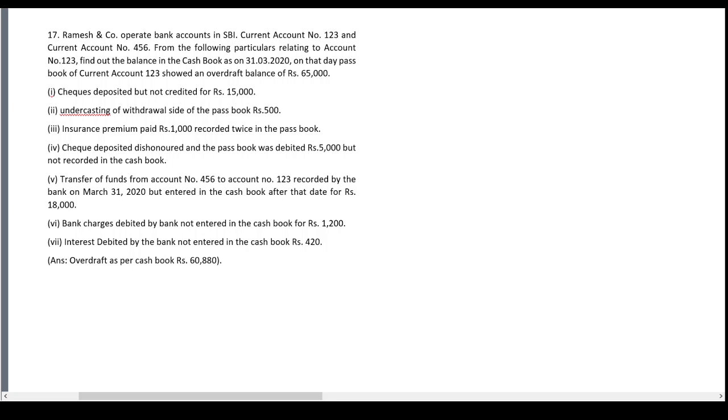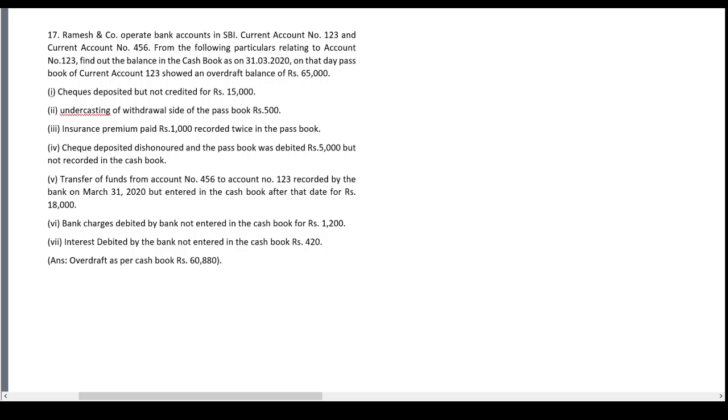Checks deposited but not credited for rupees 15,000. Undercasting of withdrawal side of the passbook 500. Insurance premium paid 1,000 recorded twice in the passbook. Checks deposited dishonored. Passbook was debited for rupees 5,000 but not recorded in the cash book.